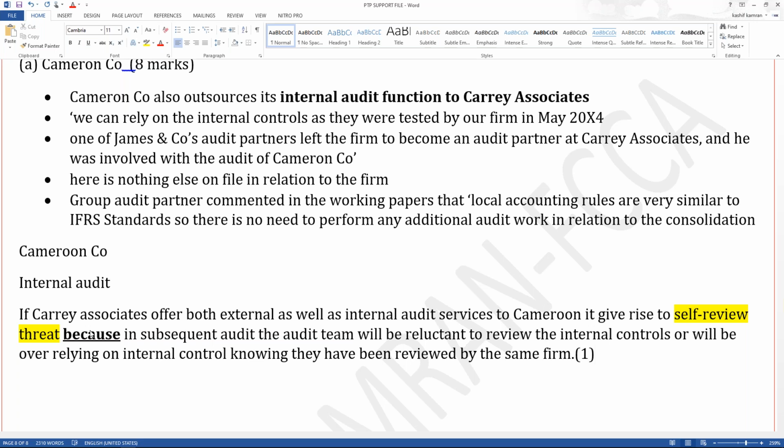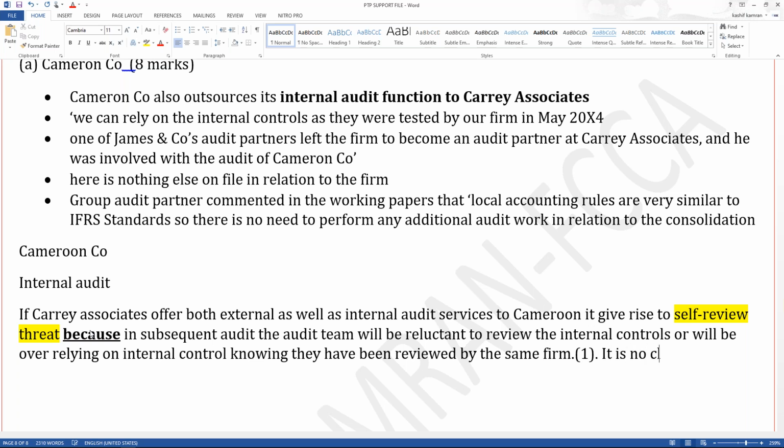Then the second problem in the same situation, internal audit, we were performing this post issuance, right? This was post issuance, when the report has been issued. The question was not telling us whether they have used different teams for internal audit or different teams for external audit. The question was silent on that. So we can tell the examiner, it is not clear.